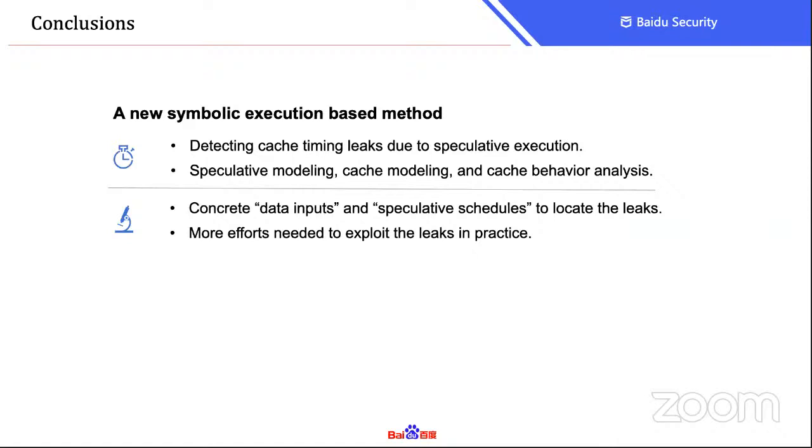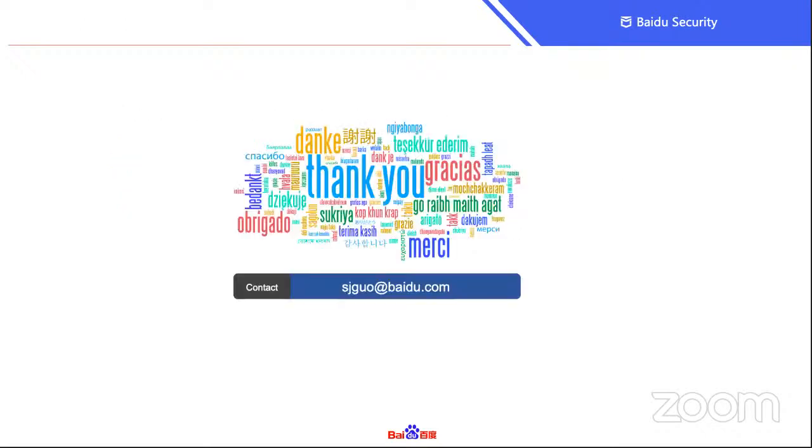So finally, we come to our conclusion. We proposed a new symbolic execution-based method to detect cache timing leaks due to speculative execution. And Speculative has 3 new components for analysis. For future work, we need more efforts to exploit the timing leaks in depth in practice.